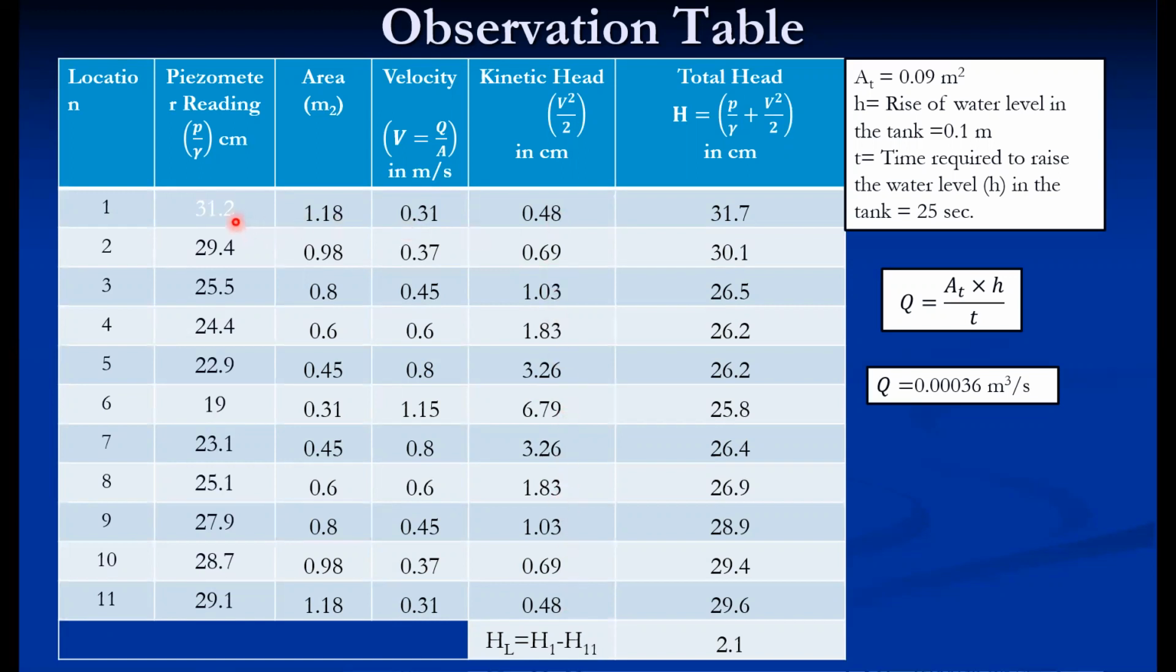So addition of piezometric head and kinetic head is the total head. So these are the total heads at respective sections. Now you can see the total head is continuously decreasing along the direction of flow. That means there is an energy loss, total energy loss along the direction of flow, and the difference between H1 and H11 is 2.1. So this is the head loss between inlet and outlet.